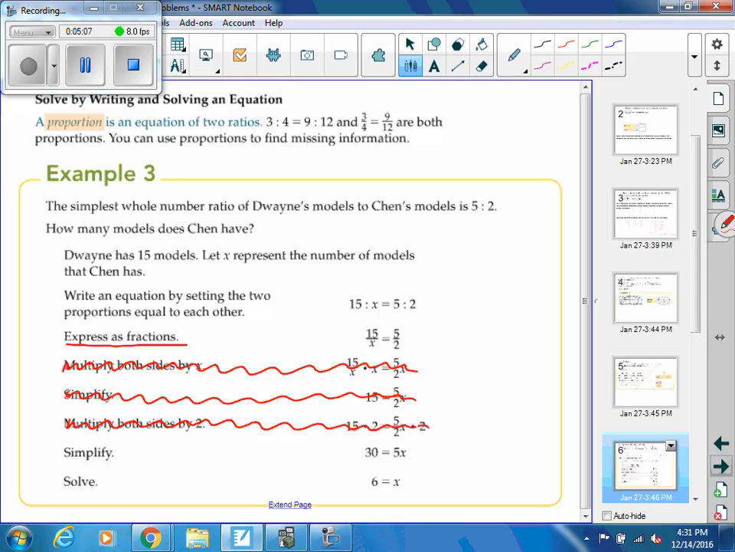Okay? Again, what we do is we take the 15 times 2, we cross multiply 15 times 2 to get the 30, and we cross multiply the 5 and the x to get the 5x. And then we just divide by 5, and that's how we get our 6. Okay, so we're going to focus on the equation part there.